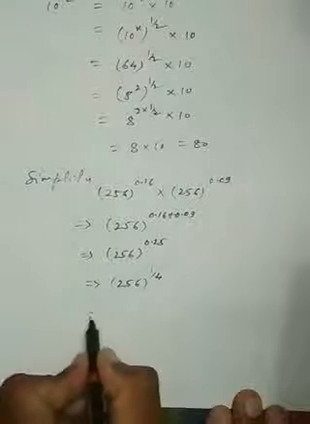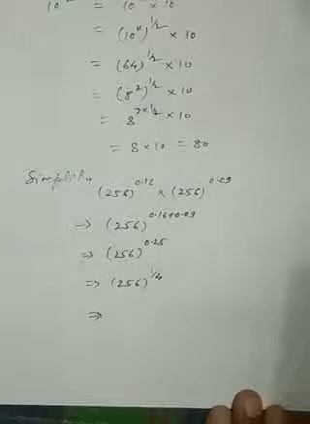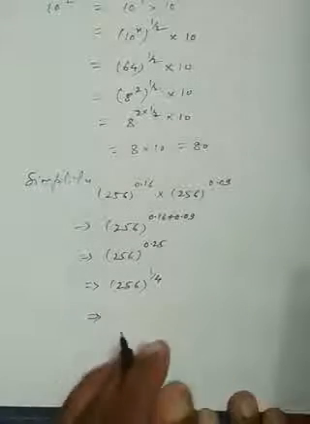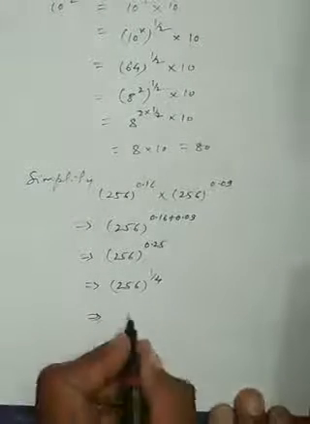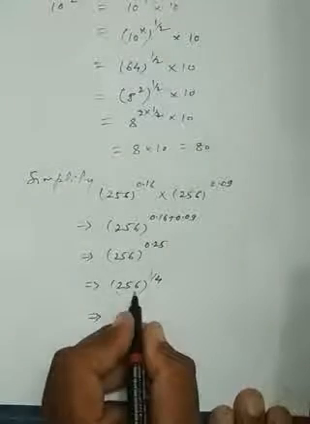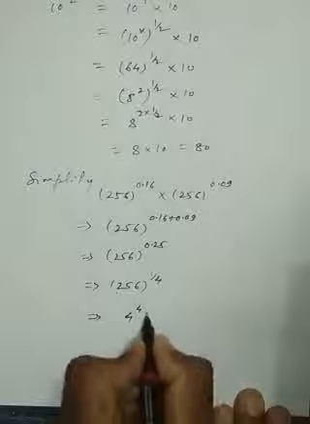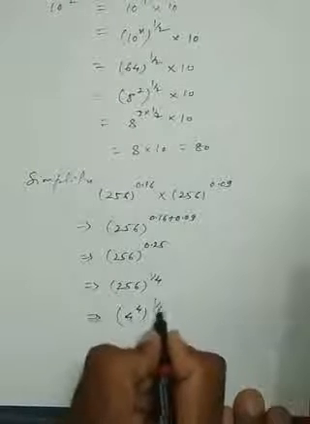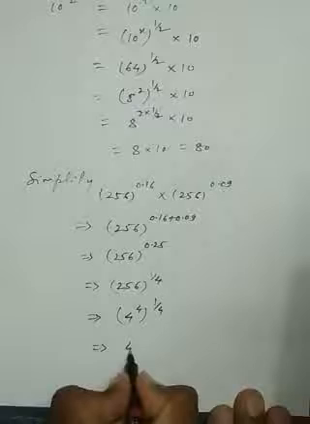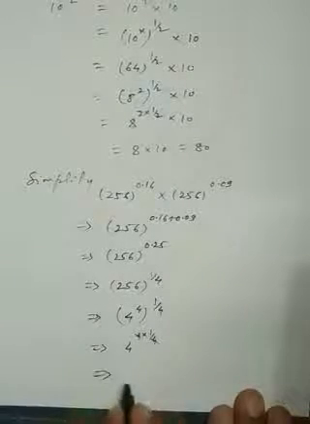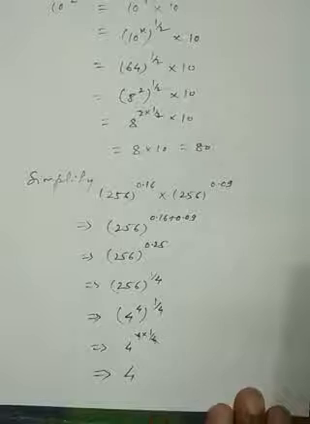Again find the factor of 256. The factor of 256 is 16 square is 256. So we can put 4 to the power 4, and its whole power is 1 by 4. So 4 to the power 4 into 1 by 4, 4 and 4 cancel, and our answer is 4.